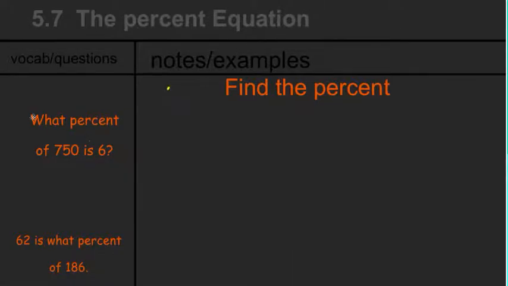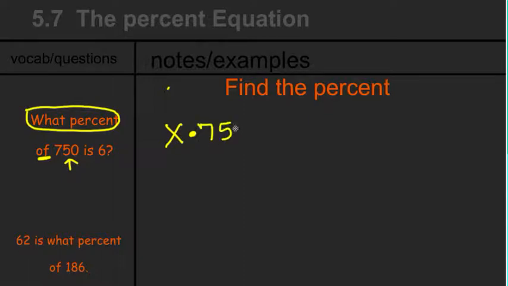All right, same thing as before. What percent are they talking about? I don't know. So I put an X. What percent of comes next? Of means times 750 is the next word. Is means equal 6. So wait a second. I have x times 750 equals 6. Are you thinking what I'm thinking?